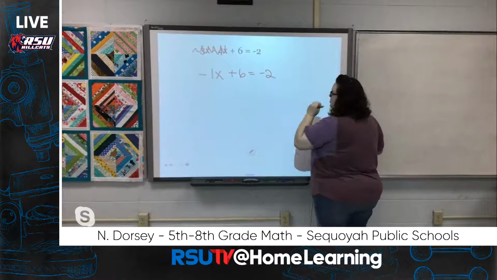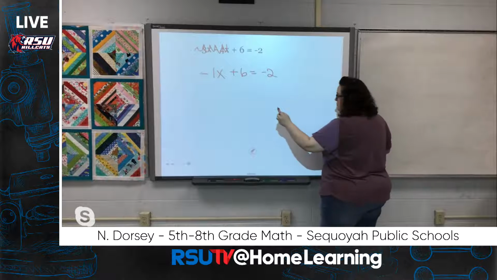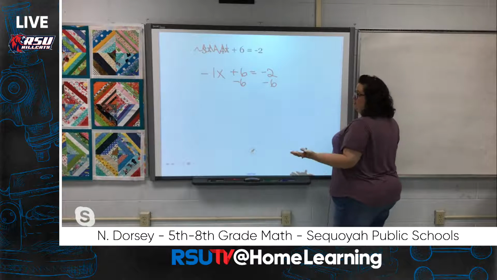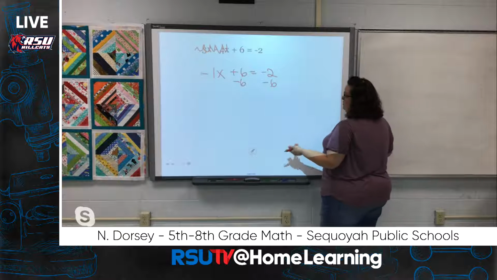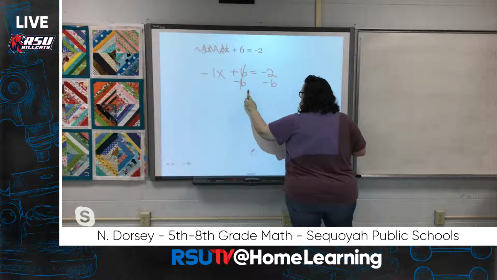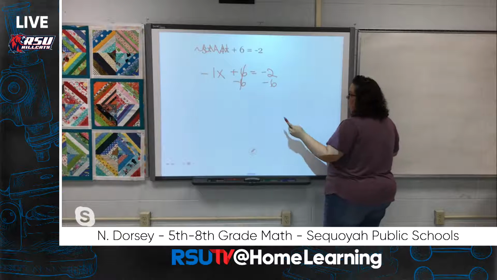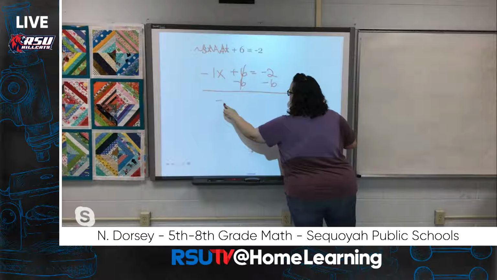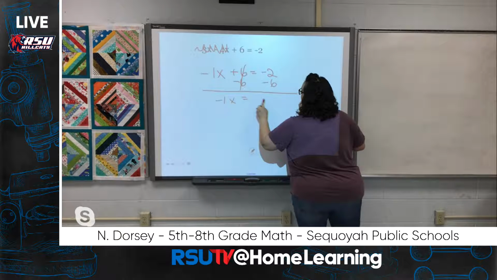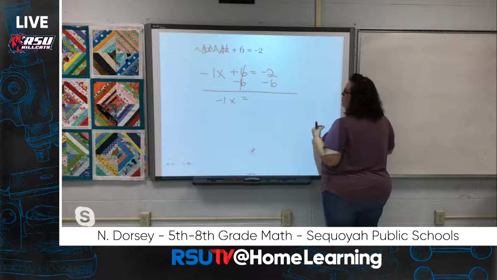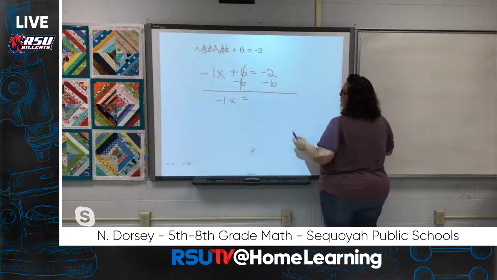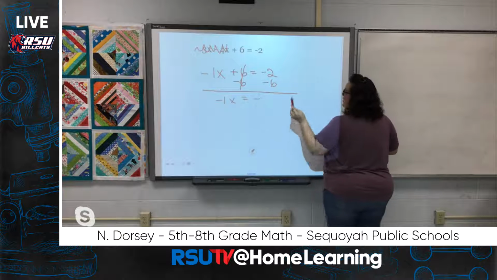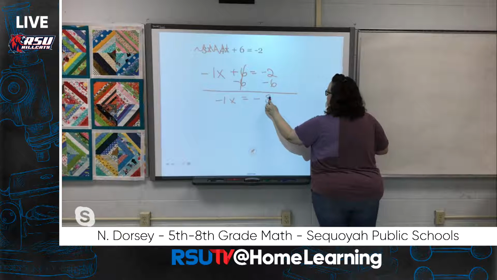So what's the first thing to move? -6. Or I should say the first thing to move is +6, and it becomes a -6. Remember, cancel that out because it goes away. And then we bring down what we haven't used. And then we just do the math. Remember, integer rules. Same sign, I keep the sign and I add my numbers.